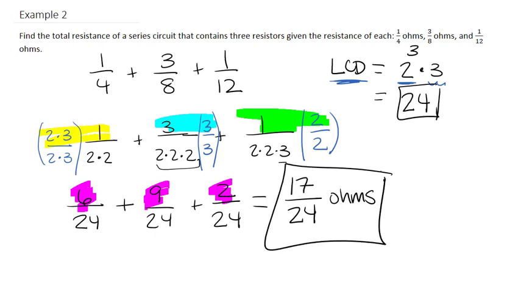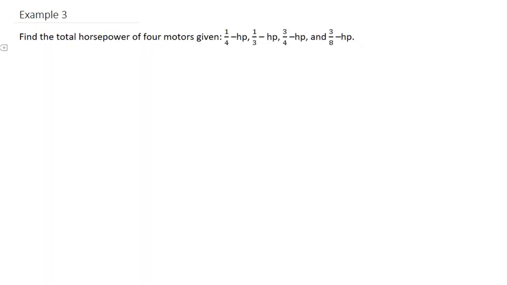Now let's do one final example. Example 3. Find the total horsepower for motors given 1/4, 1/3, 3/4, and 3/8. So we're adding all these numbers together.